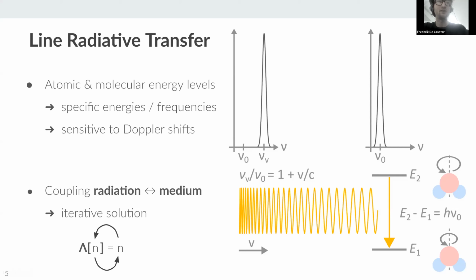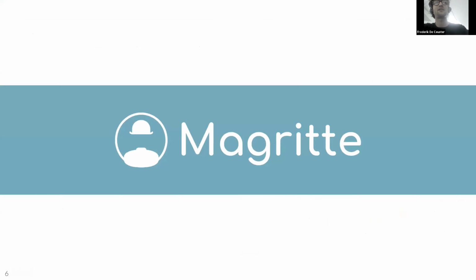known as lambda iteration. Now, if you can observe and identify atomic and molecular lines, they encode valuable information about the composition, temperature, and the velocity of the medium, making them ideal probes to study, for instance, interstellar wind morphologies. In order to model these, we developed Magritte.